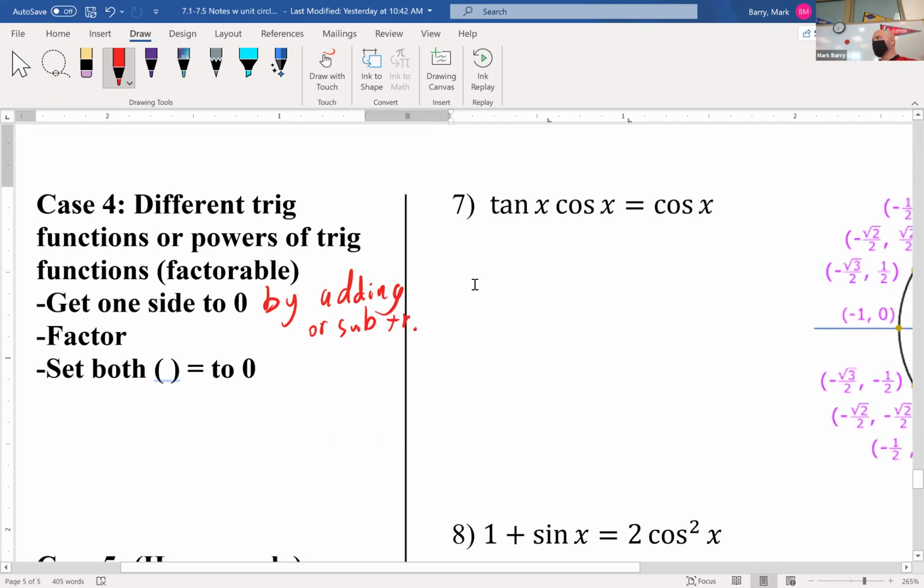So a lot of people on this one, they divide the cosine over to the other side. You don't want to do that, okay? If you divide both sides by cosine, you'll actually end up with some correct answers, but you'll also end up missing some answers. So your answer won't be wrong, it'll just be incomplete. So instead of dividing the cosine over, we are going to subtract the cosine over.